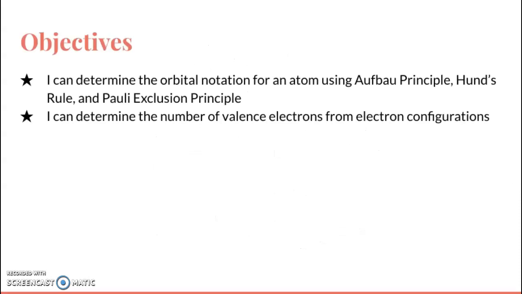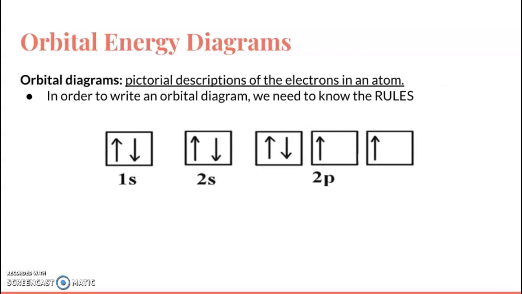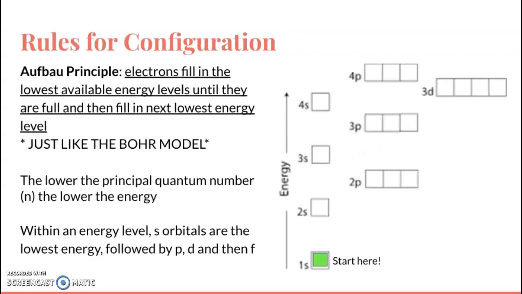So our objectives today are that you can determine the orbital notation for an atom using the Aufbau principle, Hund's rule, and Pauli exclusion principle, and that you can determine the number of valence electrons from electron configurations. Orbital diagrams are just pictorial descriptions of electrons in an atom. The other day we wrote them out, today we're going to be drawing them out. But in order to write an orbital diagram, you need to know the rules, and I have 3 rules.